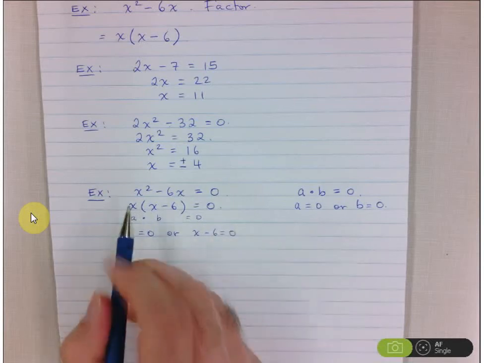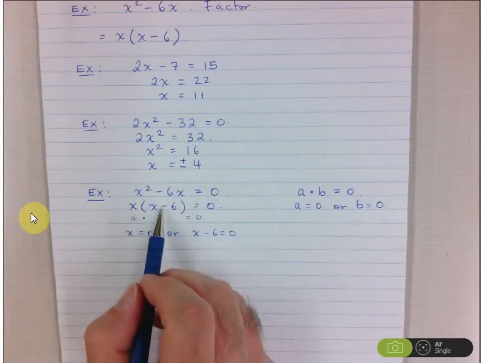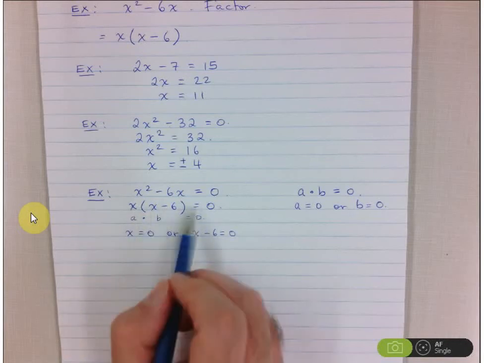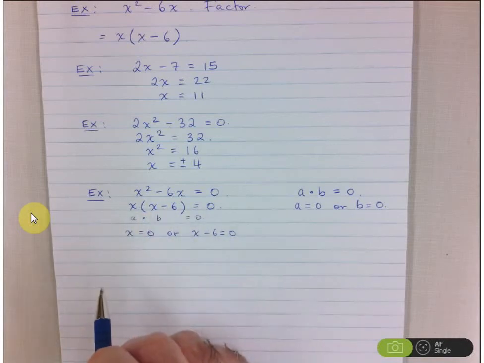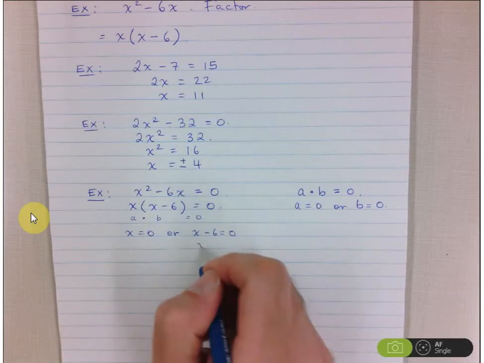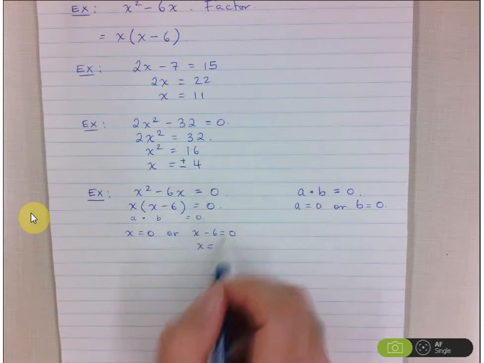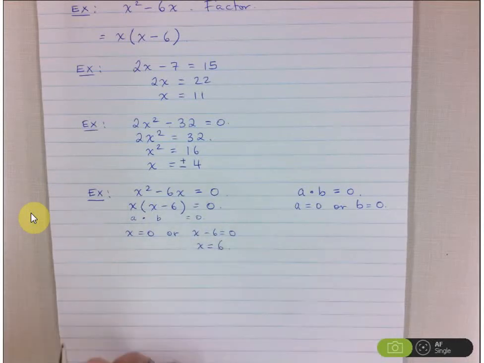So either x has to be equal to 0 or x minus 6 would have to be equal to 0, because the product of two numbers equal to 0 means that either one or the other has to be equal to 0. So x is 0, or if we solve this, bring the 6 to the other side, x is equal to 6.